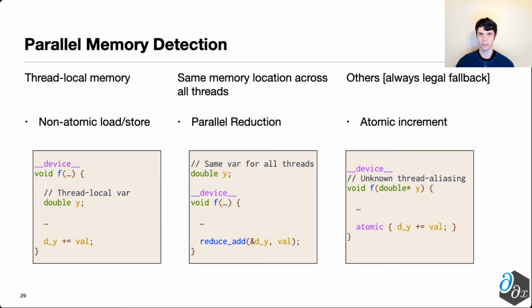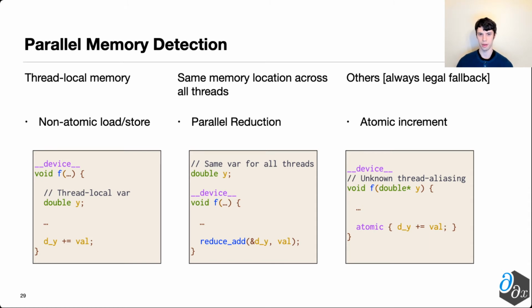Generalizing slightly, there are 3 types of scenarios that we may see when trying to differentiate this type of memory. The first of which is we have some thread local memory. For example, on the bottom, that's a thread local variable inside of our device function. We can simply do the derivative for this as a non-atomic load or store. Since nothing else will touch it, it's perfectly safe.